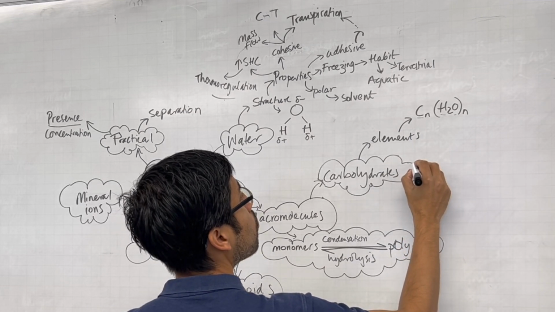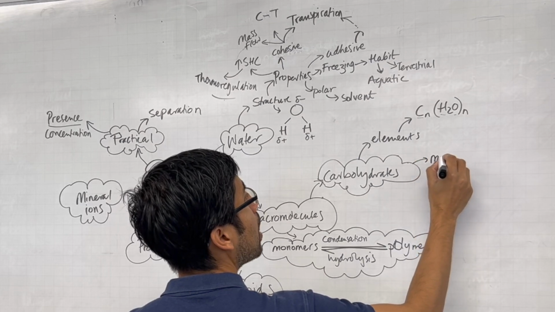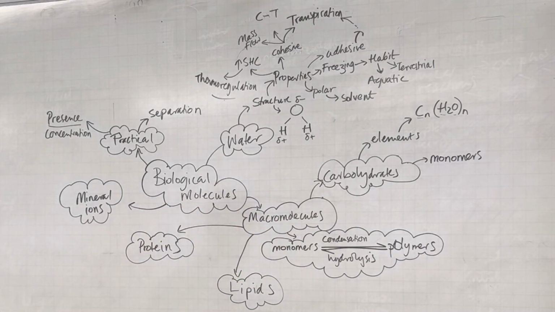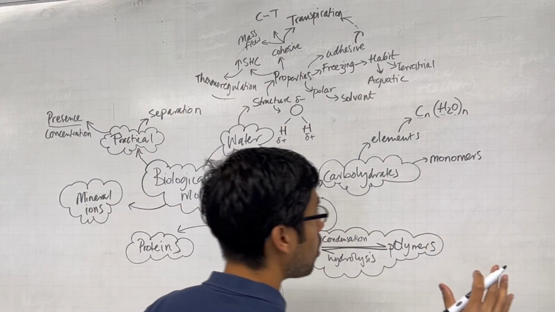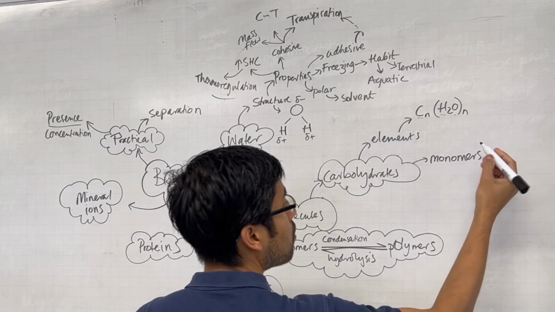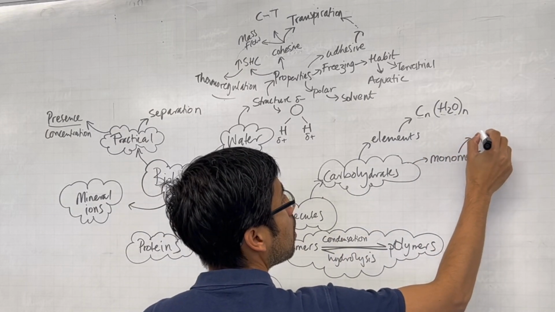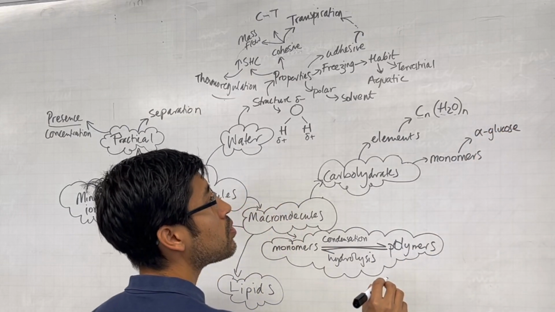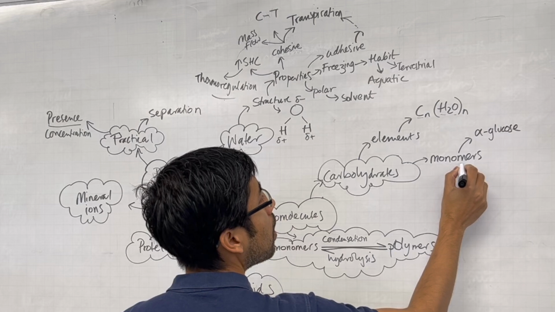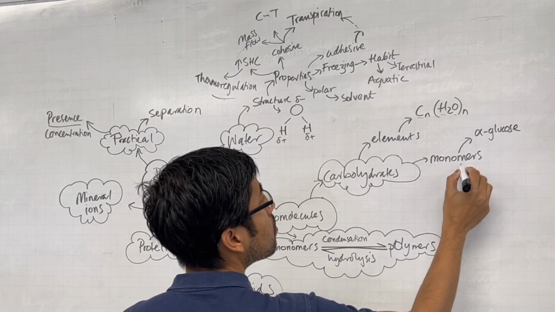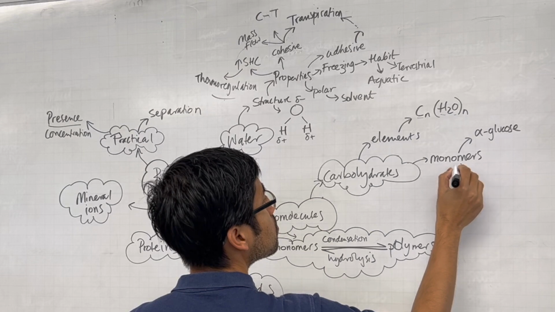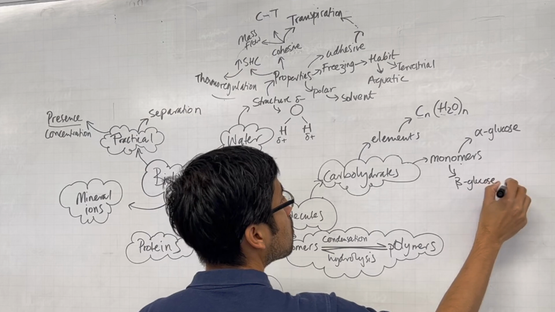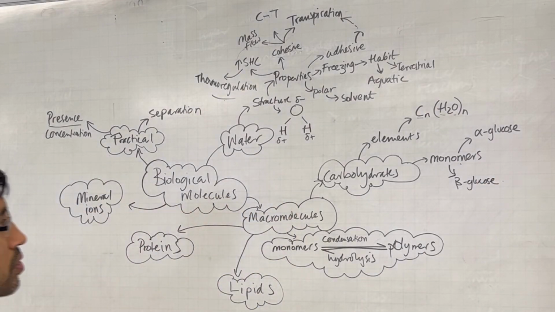All right. So what are our monomers? So that we've got some specific examples of carbohydrates that we go in depth into in the topic. They are alpha glucose and beta glucose, and that's it, right? Alpha glucose and beta glucose, right? We need to know their structure.